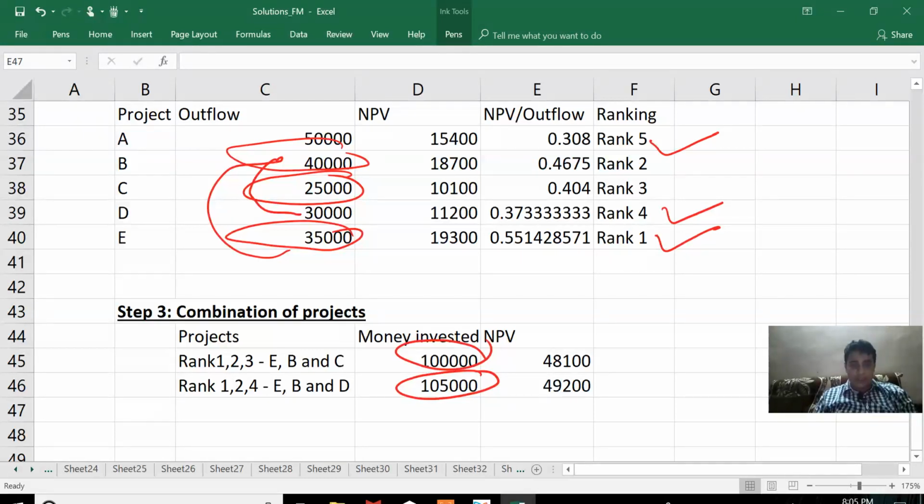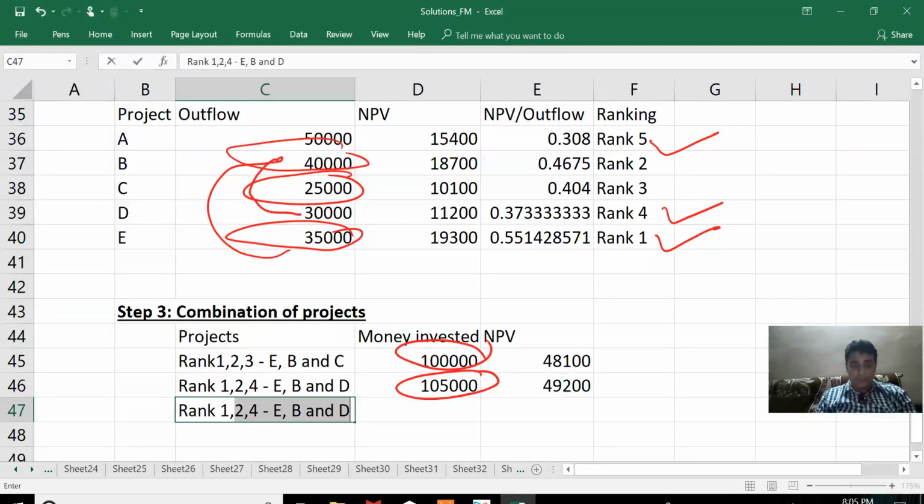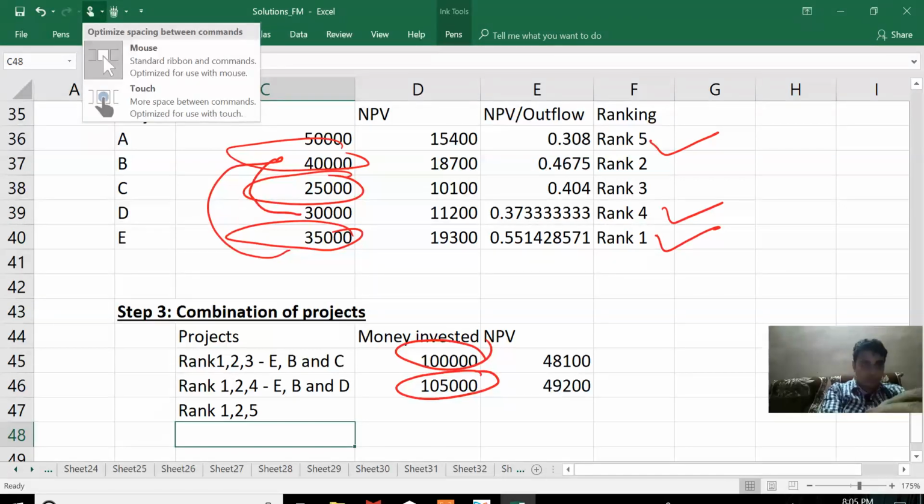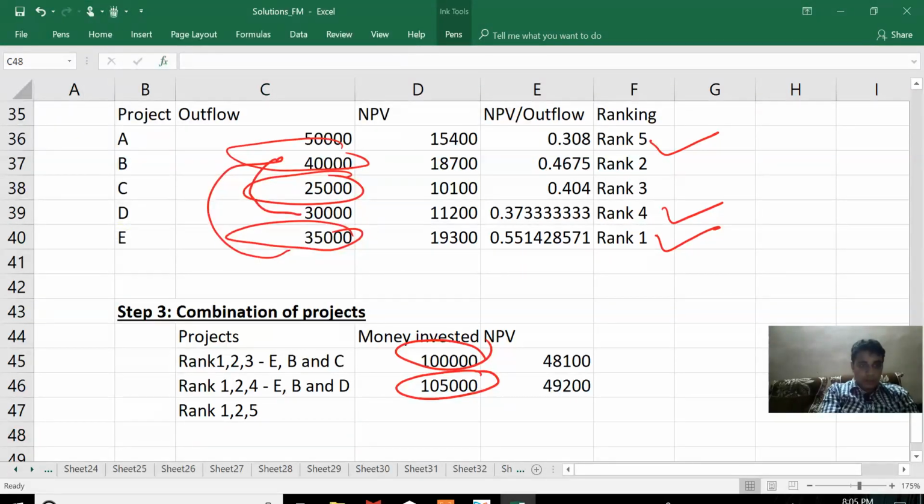Then let me see the next combination, rank 1, 2, 5, if this is possible. We did 1, 2, 3, 1, 2, 4. Let me see if 1, 2, 5 is possible. 35,000, 75,000, 1,25,000. Not possible. I have only money available to the extent of 1,20,000. This is 35 plus 40, 75 plus 50, 1,25,000. So let's scrap this 1, 2, 5 combination. That's not going to work out.